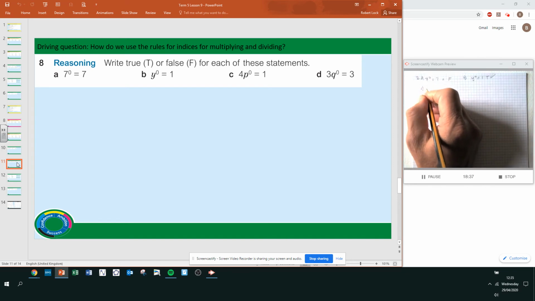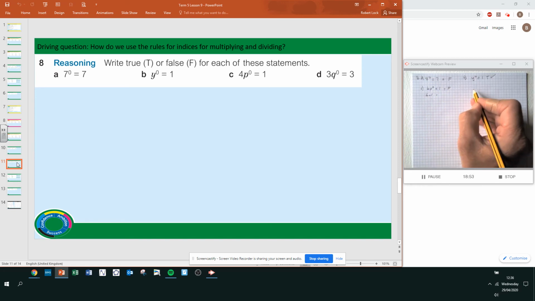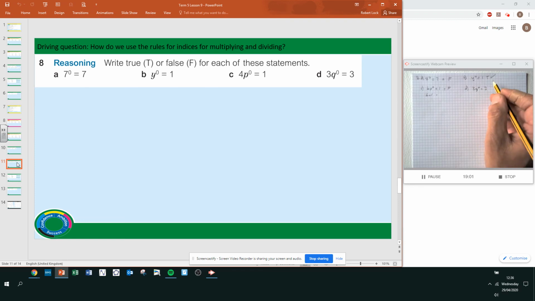C. 4P0 equals 1. 4 times 1 equals 4, because P to the power 0 is 1. So that would be 4 times 1, and that makes 4. So that is false. D. 3Q to the power of 0 is worth 3. Q to the power of 0 is worth 1, so that's 3 times 1. So the answer is true.